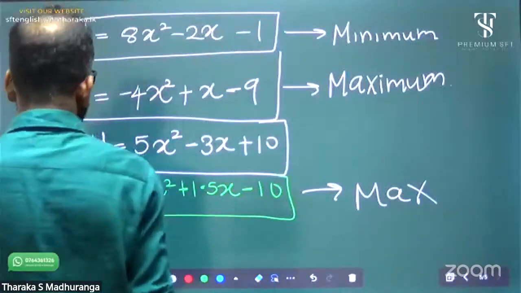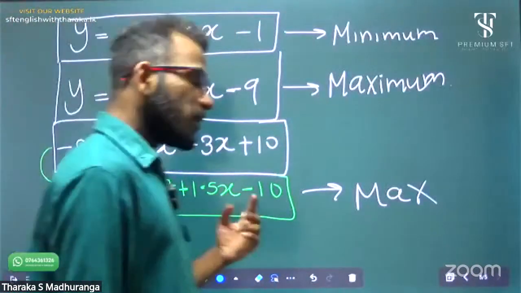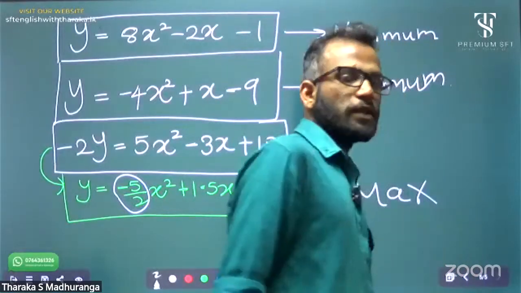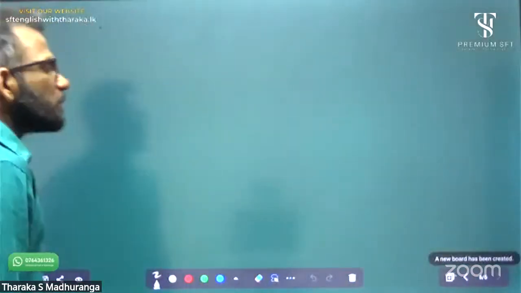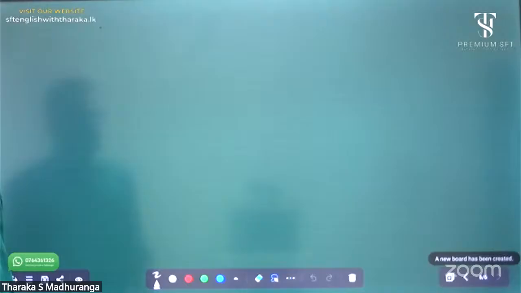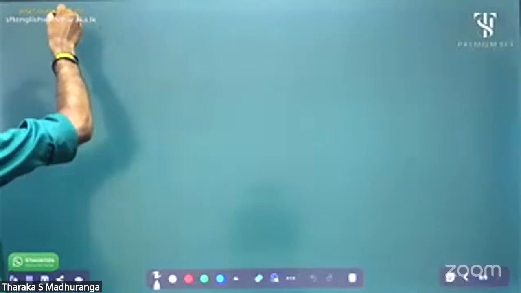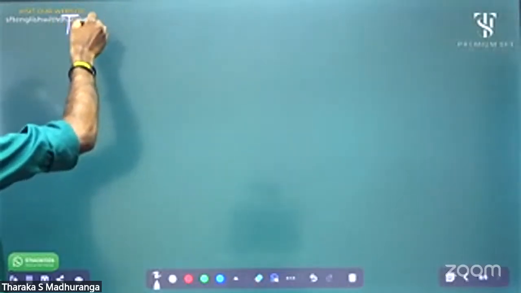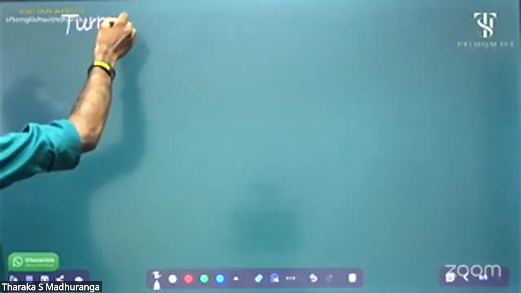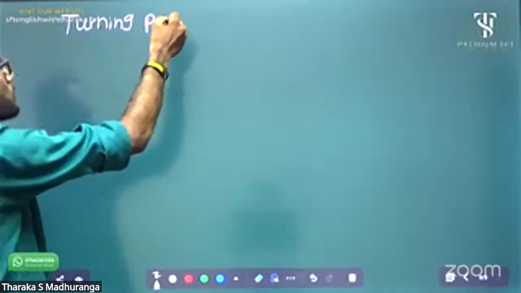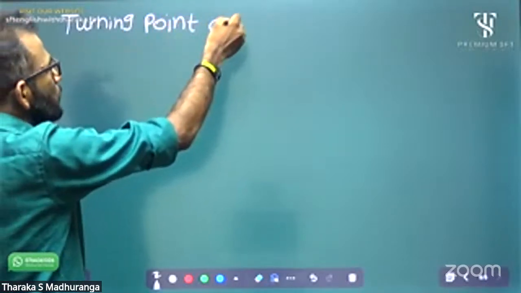Okay. Now let's move into our second part. The first part of the quadratic function is complete. Let's move into the second part of the lesson: turning point coordinates.